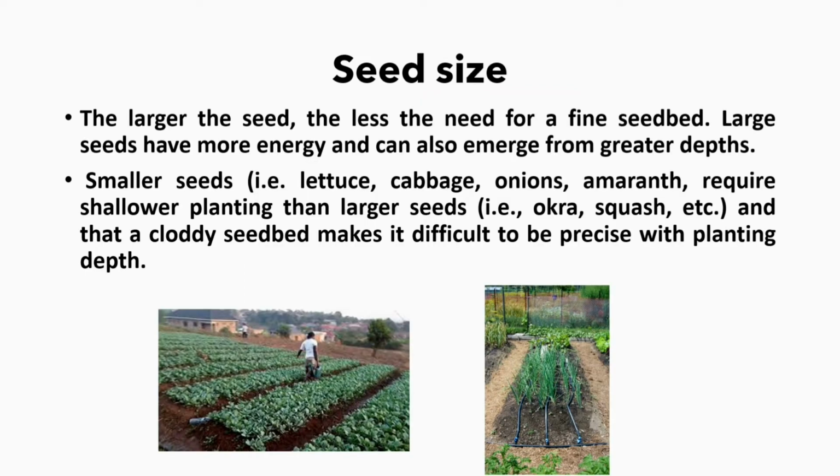Seed size. As a rough rule, the larger the seed, the less the need for a fine seedbed. Large seeds have more energy and can also emerge from greater depths. We have to note a point. Smaller seeds like lettuce, cabbage, onions, amaranth require shallower planting than the larger seeds like okra, squash, etc. A cloddy seedbed makes it difficult to be precise with planting depth.